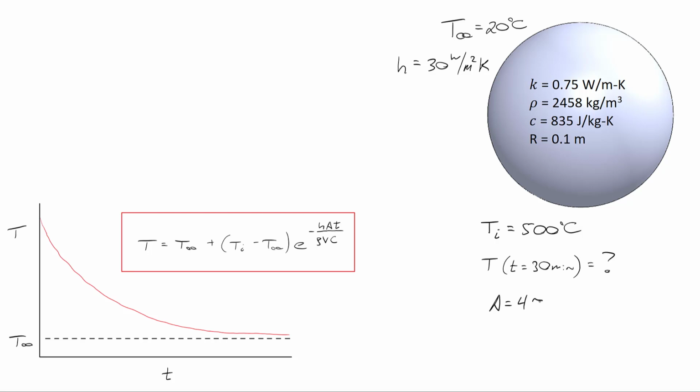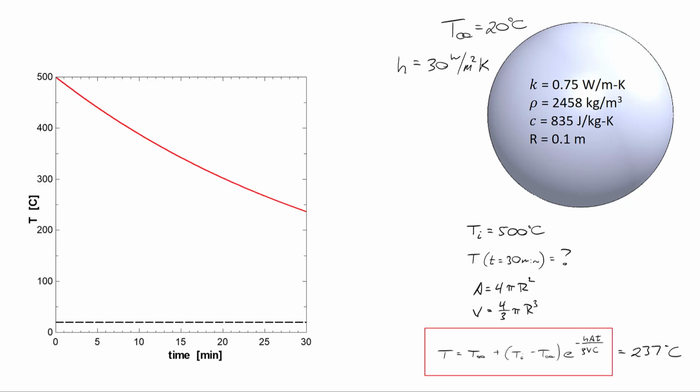We know the area of a sphere is 4πr squared, and the volume of our sphere is 4/3 πr cubed. When we plug numbers into this equation, being really careful with units, we'll find that the temperature after 30 minutes is equal to 237 degrees C. And here I've made a quantitative graph of temperature as a function of time, where T infinity is the dashed horizontal line.